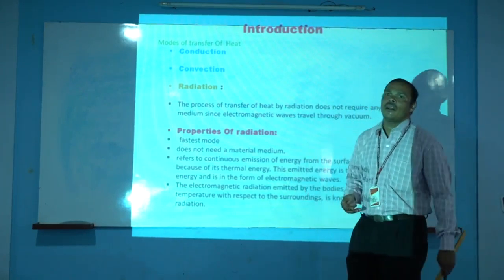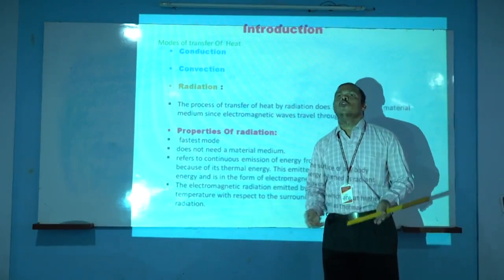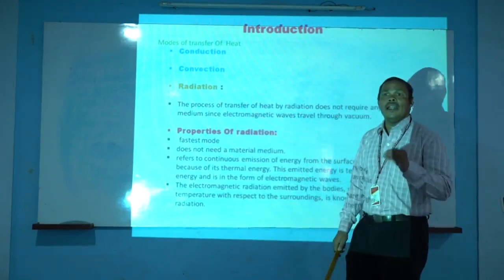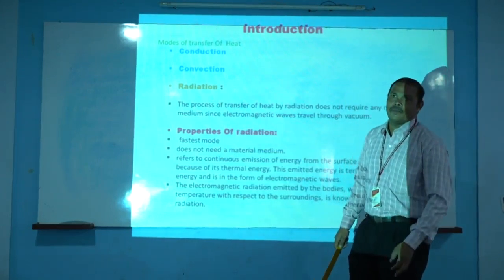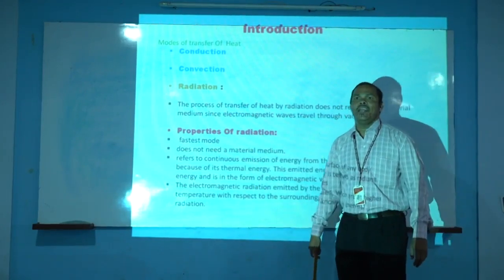Secondly, we define convection: the mode of transfer of heat energy through the material medium with actual migration of the particles from the body at higher temperature to the body at lower temperature. That means in convection the particles are actually migrating. Then the third one is radiation.